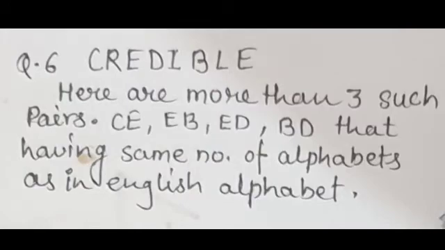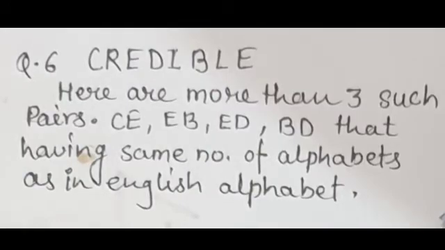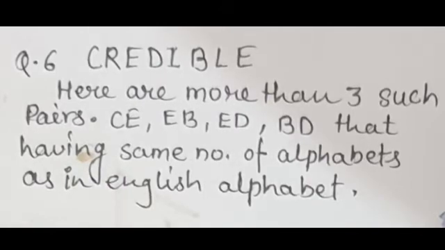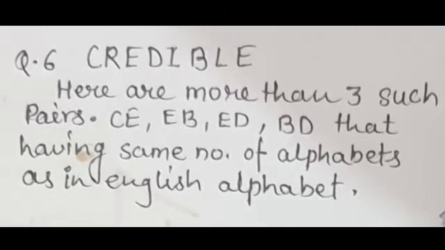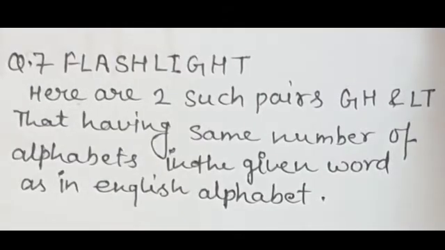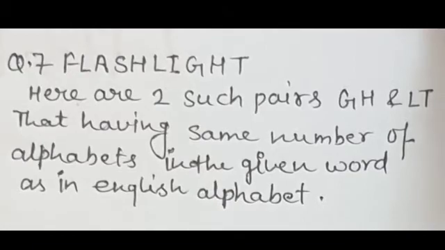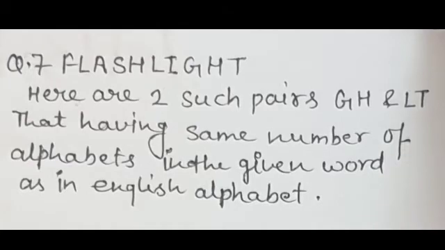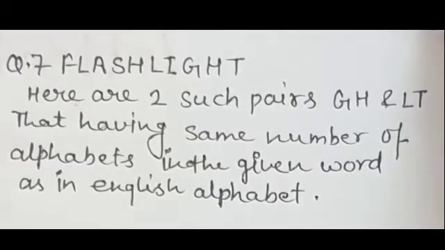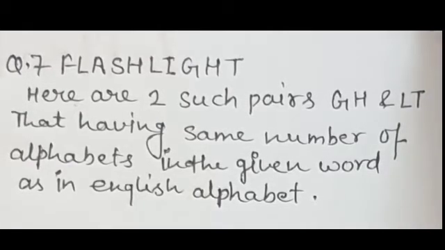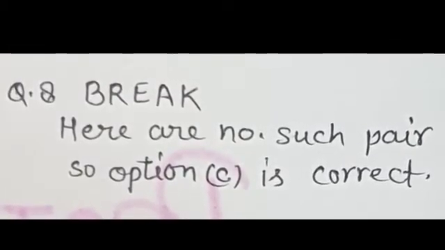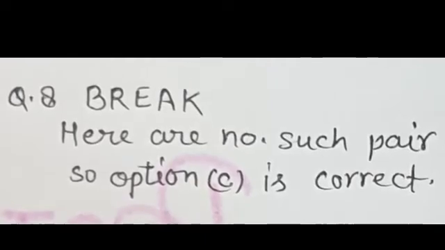Now question number 6. The word is credible. Here are more than 3 such pairs, like CE, EB, ED and BD, that have the same number of letters as in the English alphabet. Now question number 7. The word is flashlight. Here are 2 such pairs, GH and LT, that have the same number of letters in the given word as in the English alphabet. Now question number 8. The word is break. Here there is no such pair, so option C is correct.